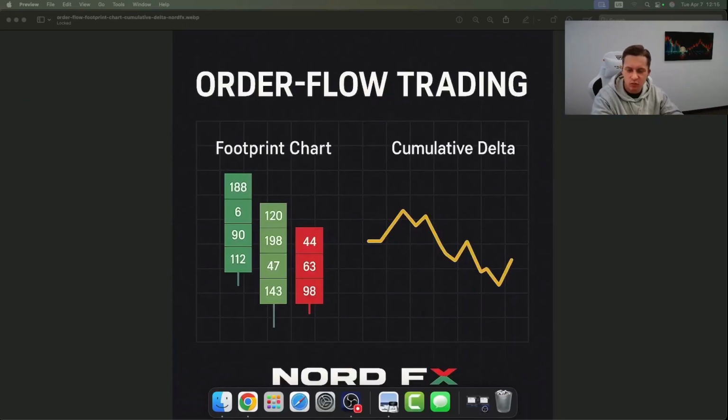So this is what gives you precision, not just knowing where price might react, but knowing if it actually will. This is an order flow pattern. What you see is the pattern behind the cumulative delta, and you can see how it correlates between the two.